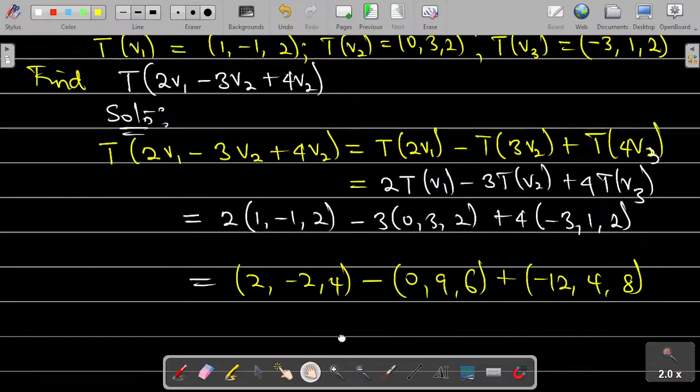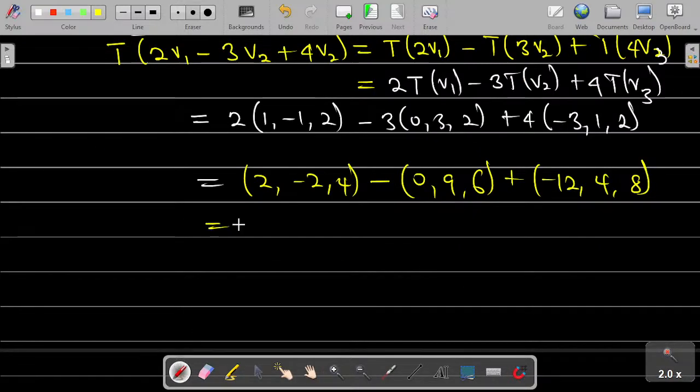And then finally, you will just add to get 2 minus 0 is 2, plus minus 12. That will be 2 minus 12, which is minus 10. Then minus 2 minus 9 is minus 11. Am I correct? And then plus 4 is minus 7. And finally, 4 minus 6 is minus 2 plus 8 is 6. And you are done. That is the solution to that question B.